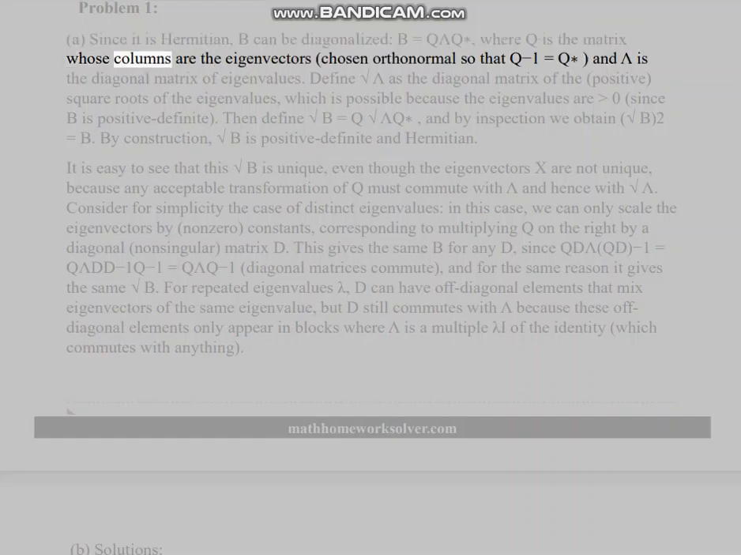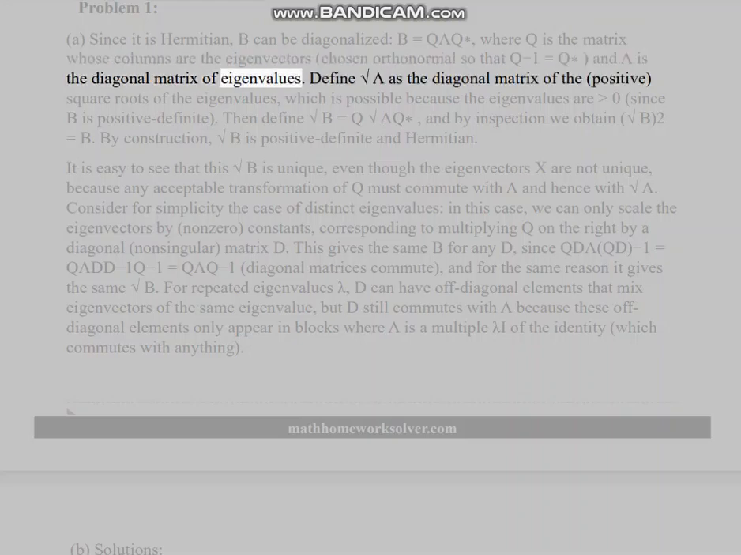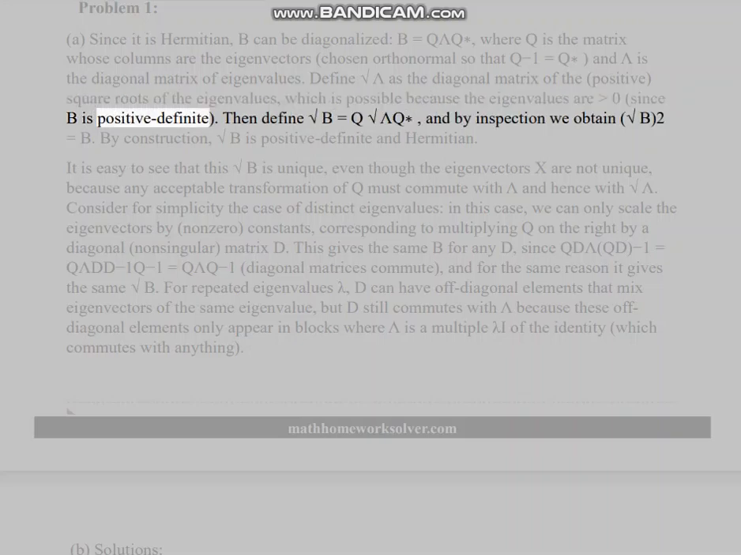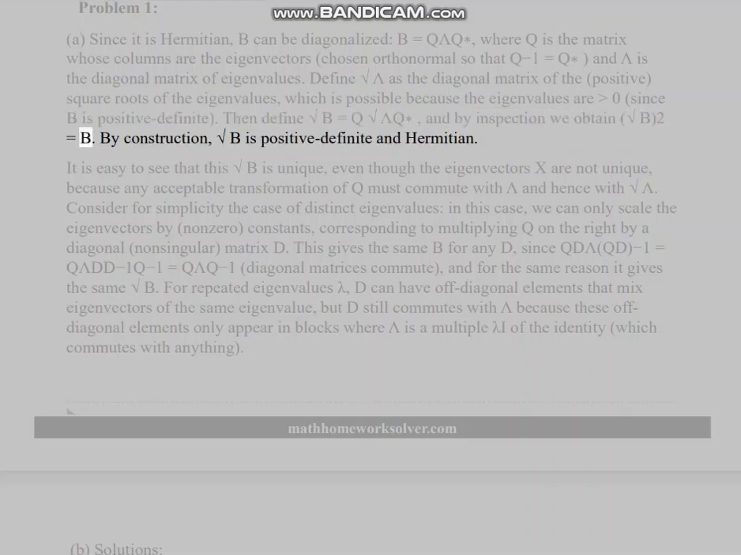Problem 1. A. Since it is Hermitian, B can be diagonalized, B = QΛQ*, where Q is the matrix whose columns are the eigenvectors, chosen orthonormal so that Q^-1 = Q*, and Λ is the diagonal matrix of eigenvalues. Define √Λ as the diagonal matrix of the positive square roots of the eigenvalues, which is possible because the eigenvalues are > 0, since B is positive definite. Then define √B = Q√ΛQ*, and by inspection we obtain (√B)^2 = B. By construction, √B is positive definite and Hermitian.